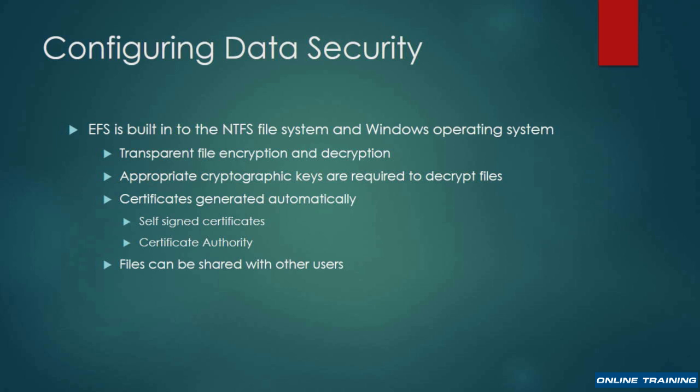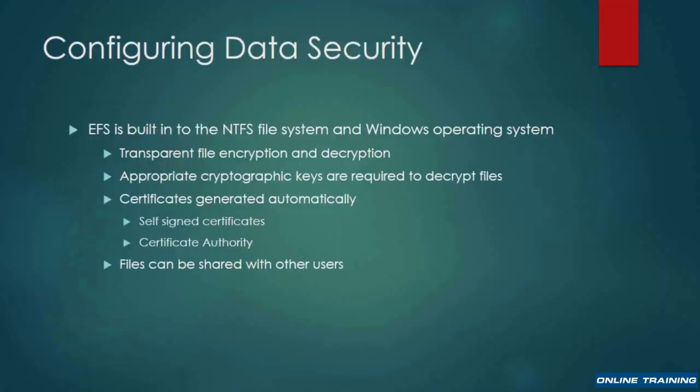Well, it's not transparent in that you don't actually have to say you want to encrypt a file, and it's not transparent in that you can't see that the file's encrypted. What's transparent is the decryption of it if you're the authorized user. So when you double-click a file, behind the scenes, it's applying the encryption key and then allowing you to open the file, okay? But you do have to have the appropriate cryptographic keys in order to decrypt files. And those keys are going to be stored in digital certificates, okay?